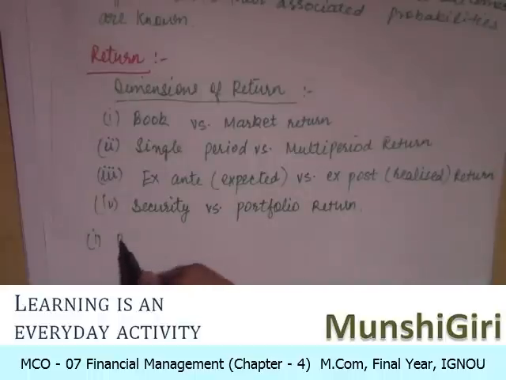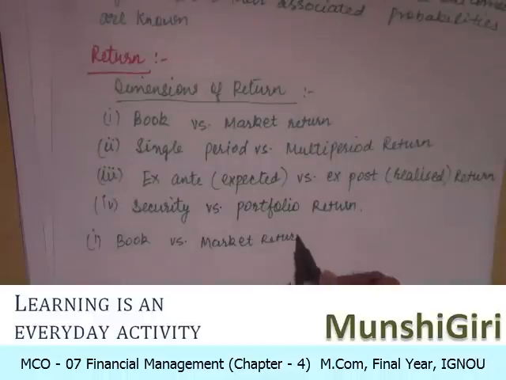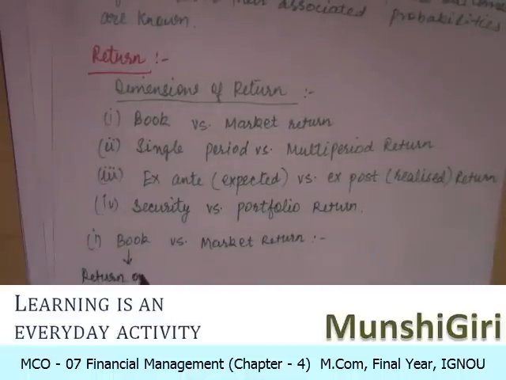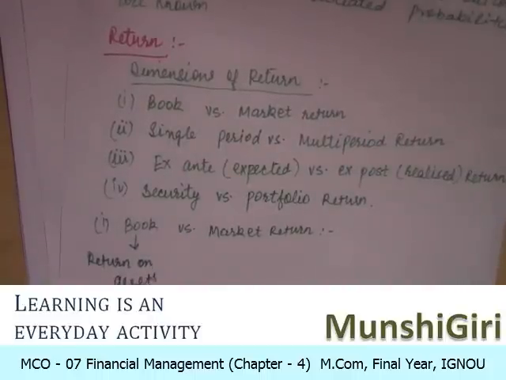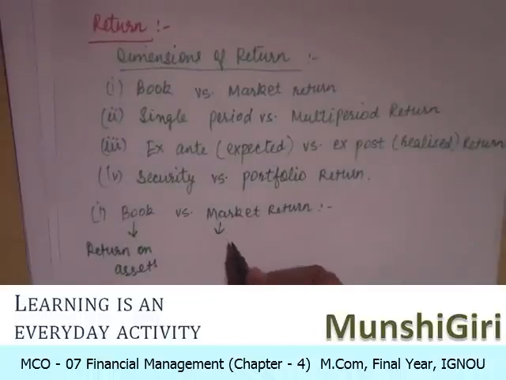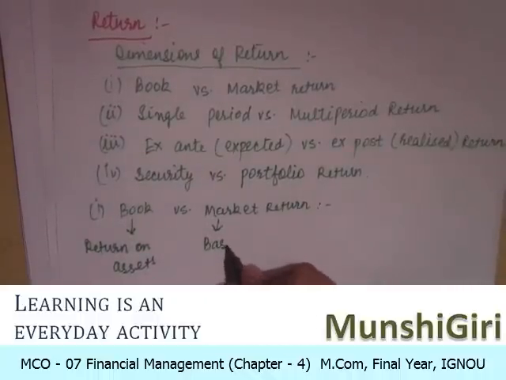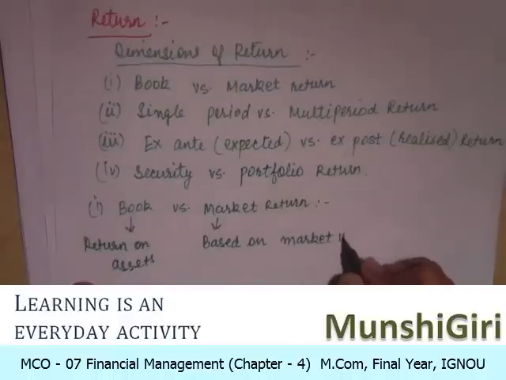Looking at the first component, book versus market return. Book return is normally the return on assets, whereas the market return is based on the market value of assets.